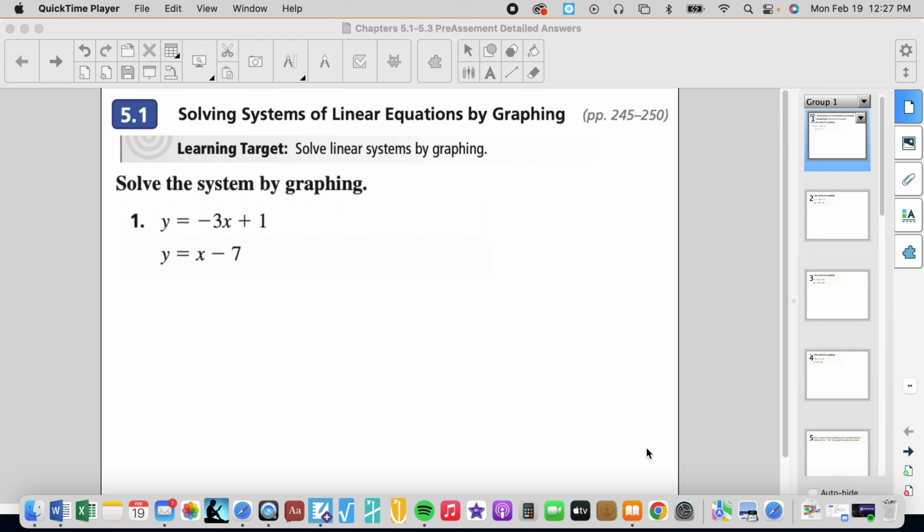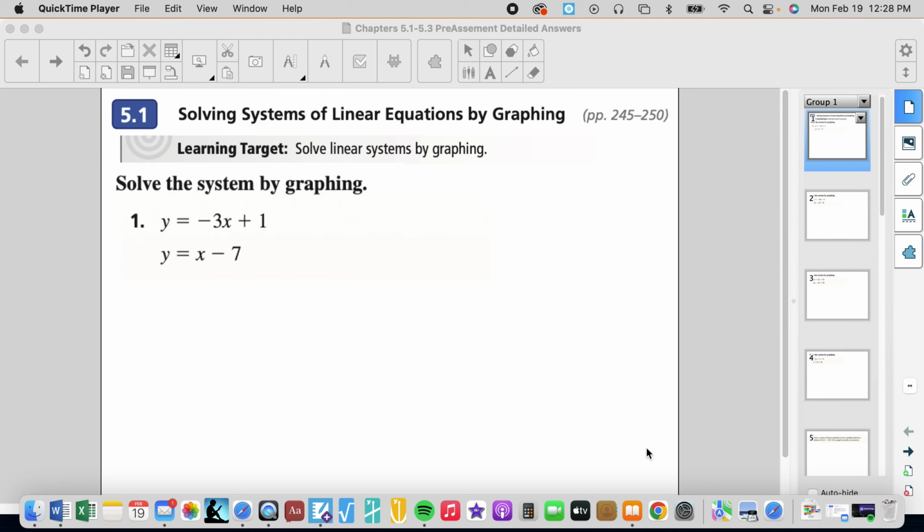Chapters 5.1 through 5.3. Chapter 5 is focusing on systems of equations. A solution to a system is a point that two equations will share. They intersect. They are solutions to both equations.